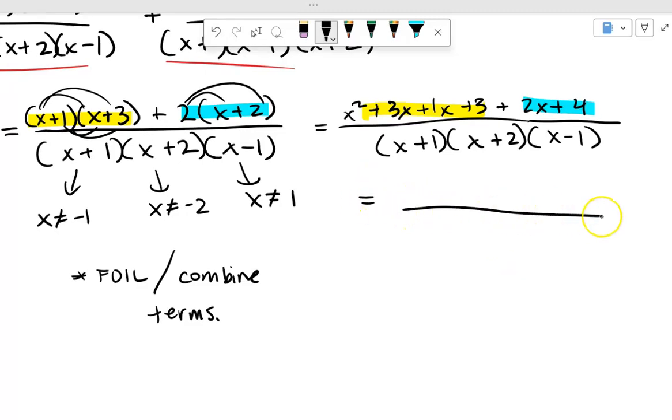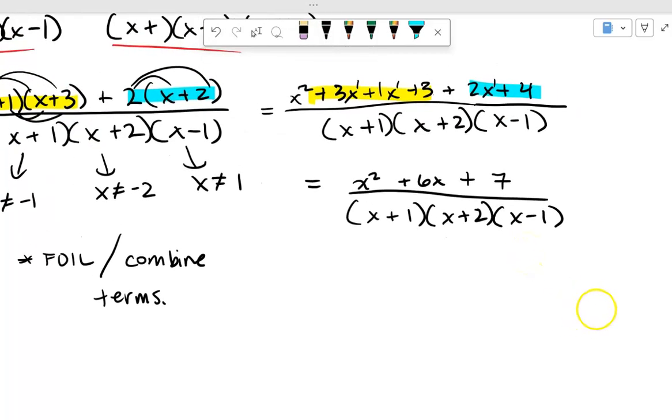So let's combine our like terms so we can be done with this problem. X squared is the only x squared I see. My like terms for x to the first power, which would be 3x, 1x, and 2x. 3 plus 1 plus 2 is 6x. Lastly, my numbers that have no x's at all, 3 and 4. Positive 3, positive 4 makes positive 7. And on bottom, x plus 1, x plus 2, and x minus 1.